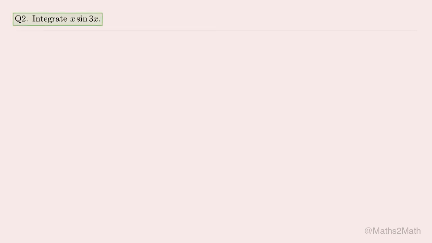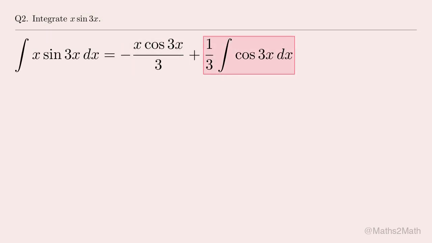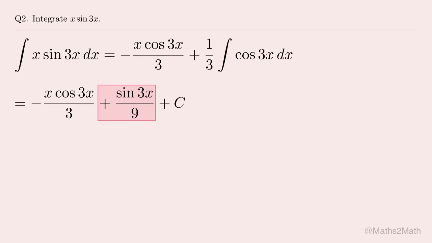Question 2. The same shape with angle 3x. The 3's divide in twice, by parts with the cosine of 3x over 3. The remaining cosine integrates over 9.